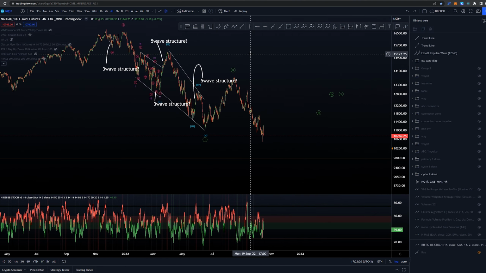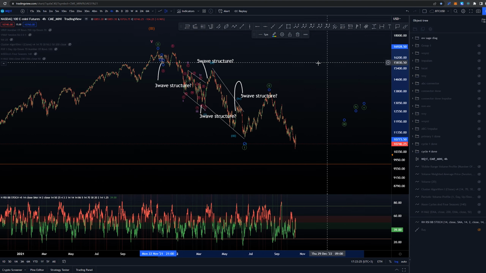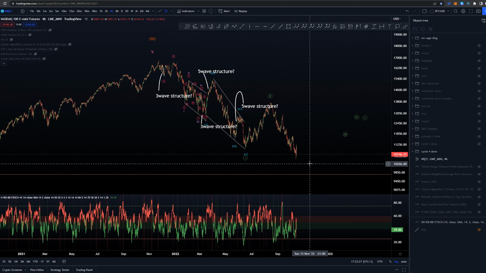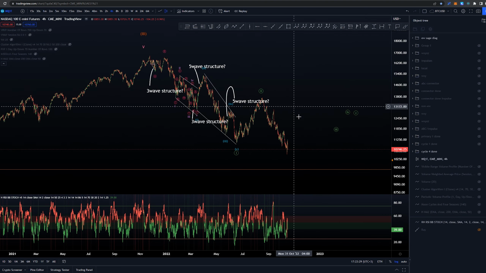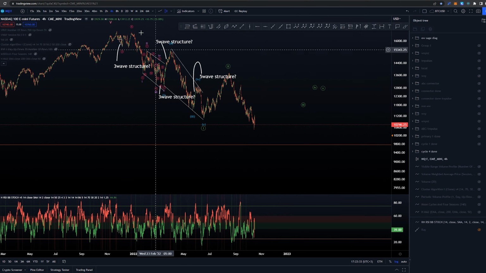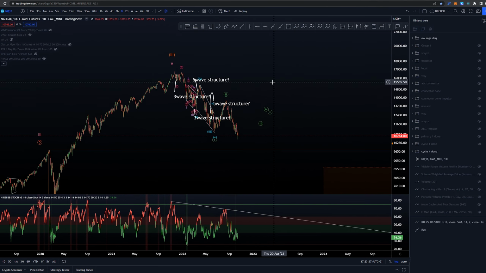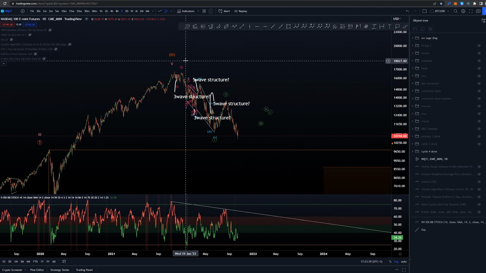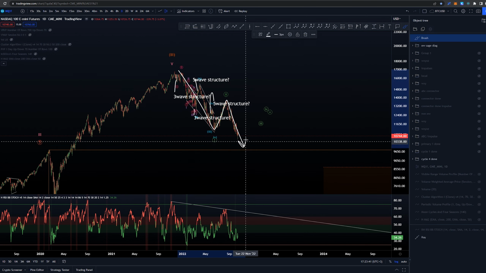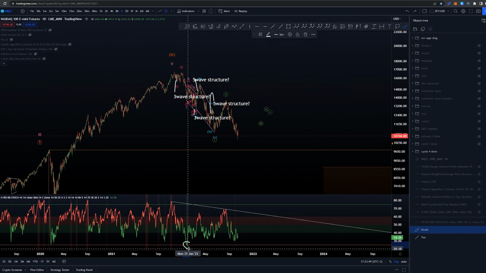So yeah, that is basically that count. I don't really think that is as likely as the WXY that I'm actually going with, just because we have not hit any kind of structures downwards yet. I don't think I have enough proof that this could be done, or sorry, going down more. I don't have lower lows here on the RSI from here.